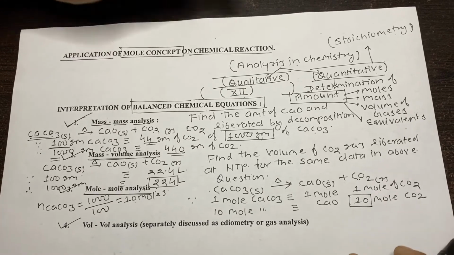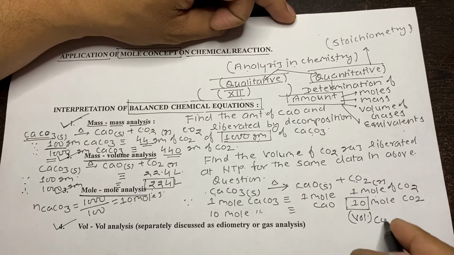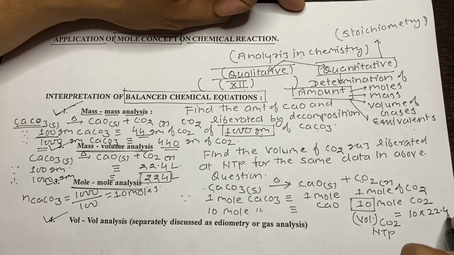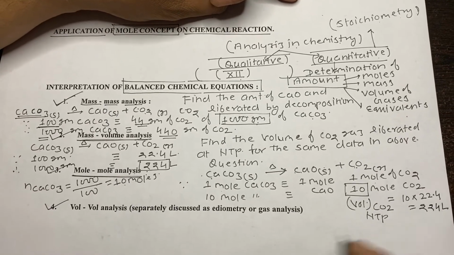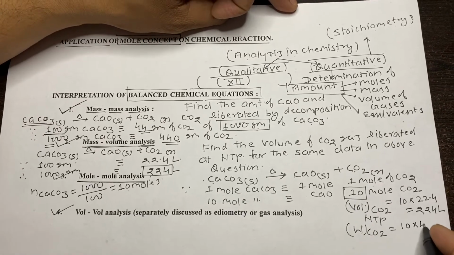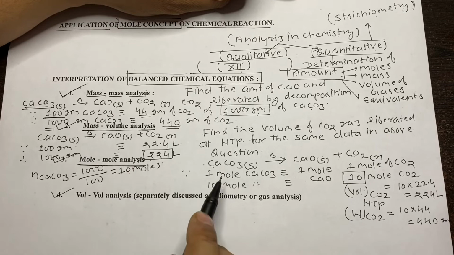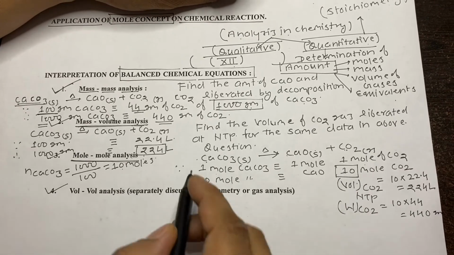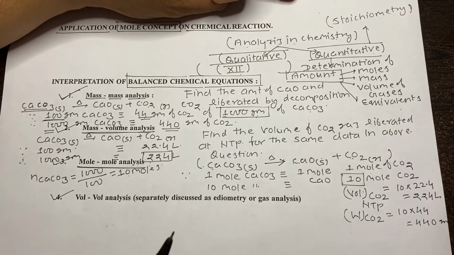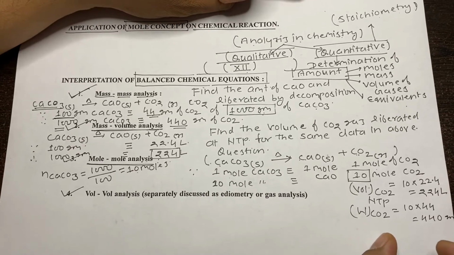If it is required to calculate the volume of CO2 at NTP, simply 10 into 22.4 is equal to 224 liter. In the same way we can find the mass of CO2: 10 into 44 is equal to 440 gram. In this method we are relating the moles with the moles, so this is called mole analysis. Students are advised to use this method as the accuracy is high and the calculation is less.